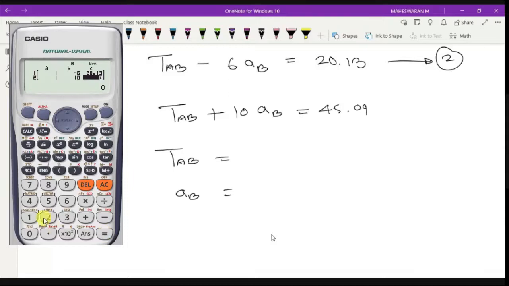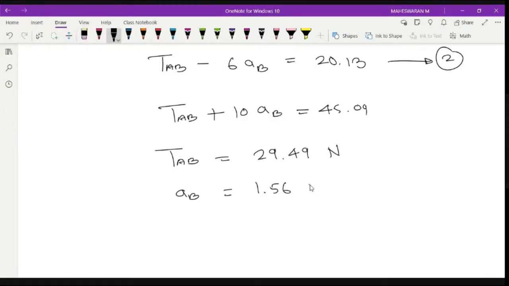29.49, sir. So 29.49. Okay, good. So what is your AB? 1.56. 1.56 meter per second square. Right? Any doubt in this particular problem?